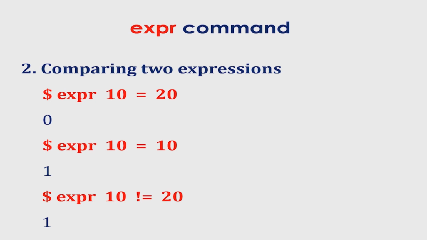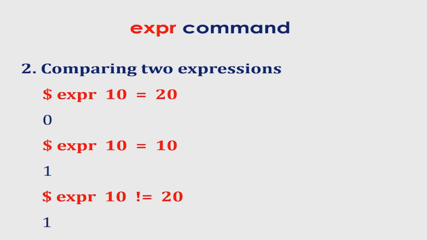When we evaluate relational expressions using expr command, the UNIX system returns a value 0 or 1. The value 0 denotes that the relational expression is a false expression, and the value 1 denotes that the relational expression is a true expression. If we give expr 10 equal to 20 at the dollar prompt, then the UNIX system returns a value 0. If we give expr 10 equal to 10, it returns a value 1.